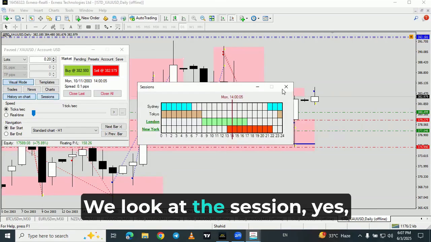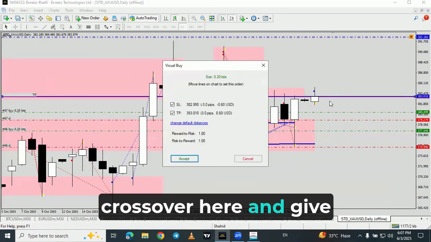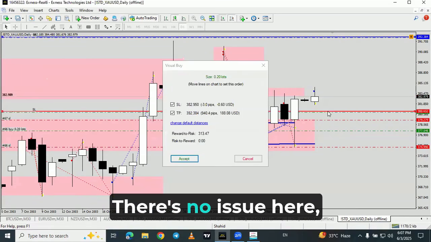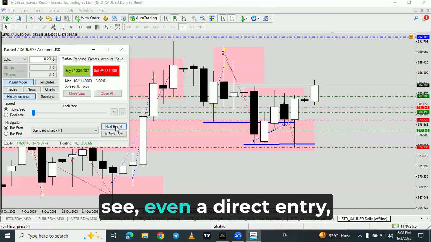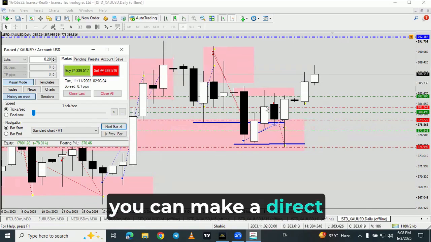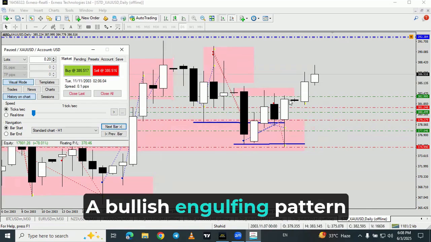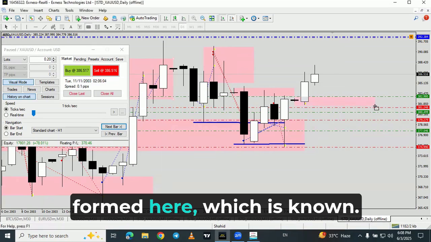We look at the session. Yes, now it's a high session. So now we wait to buy the crossover here and give it a little push. There's no issue here. If it happens, even if we make a direct entry, if you know the candle, you can make a direct entry here. A bullish engulfing pattern has appeared here. Okay, a bullish engulfing pattern has formed here, which is known.